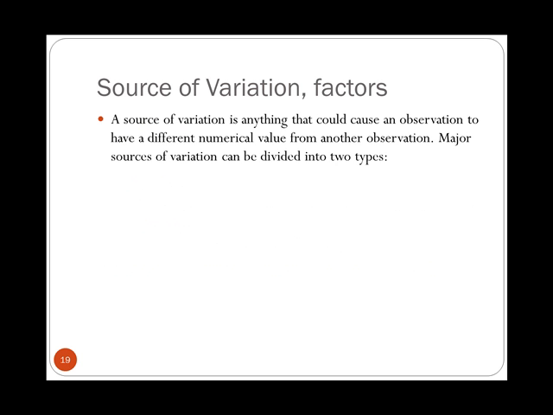Let's take a look at the sources of variation, factors. A source of variation is anything that could cause an observation to have a different numerical value from another observation. We all know that when we make observations, each time you might get a different value, and the values are different for many reasons. There are many sources of variation. The major sources of variation can be divided into the following two types. Treatment factors: these are the factors of particular interest to the experimenter. Or nuisance factors: those are the factors that are not of particular interest to us.